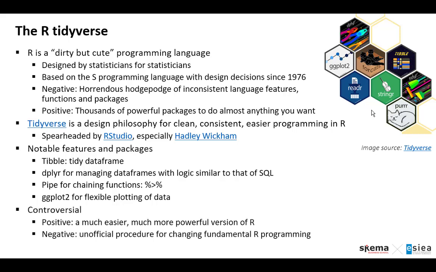Okay, but I have to say, before finishing the R Tidyverse, it's very controversial. The positive side of it is that it's a much easier to use and much more powerful version of R. But the negative side is that it's a completely unofficial version. Python has, you can say, a committee that monitors the changes and approves what the changes are, so that everyone who uses Python uses it consistently. And R also has this R Core Team that monitors what changes can be made. And the Tidyverse did not go through that process at all.